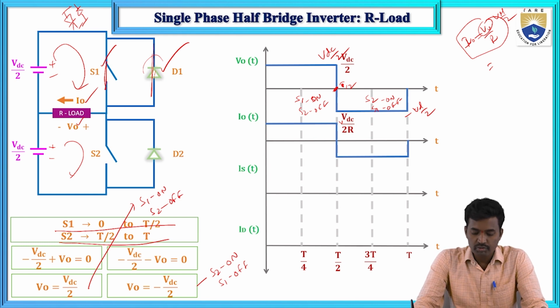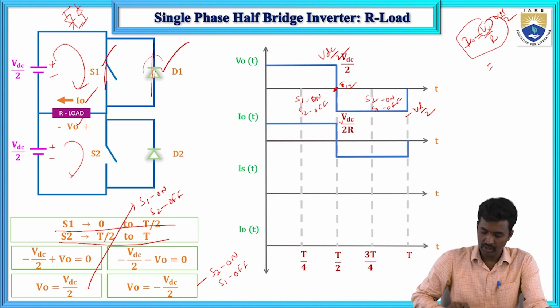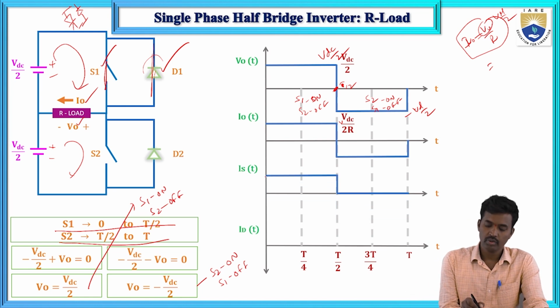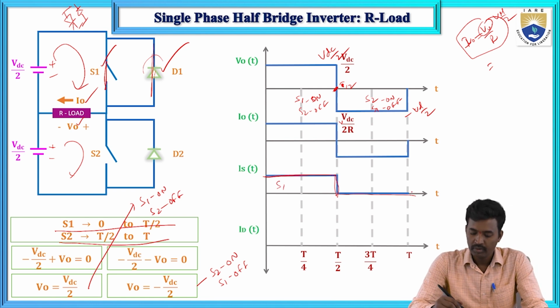And next, what about the switch current? Only one switch is conducting at a time. Switch S1 will conduct only up to T by 2. Again, during T by 2 to T, the S2 thyristor will conduct, and that is the output current I naught.